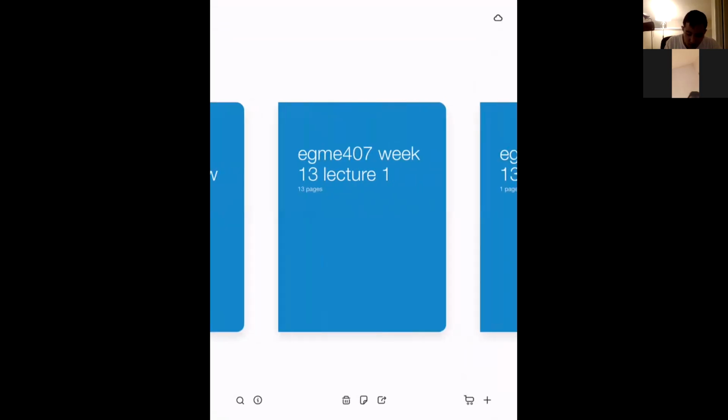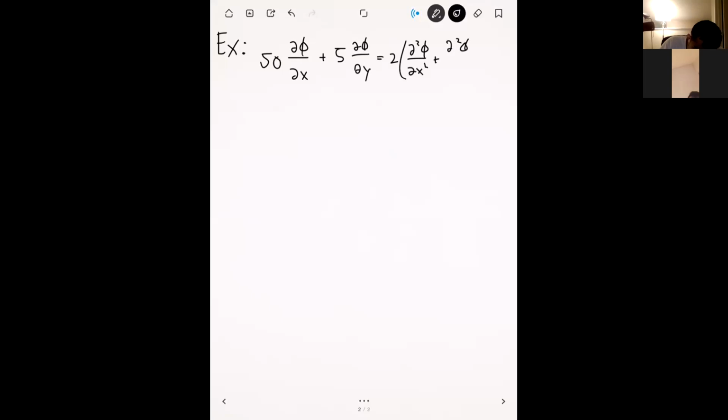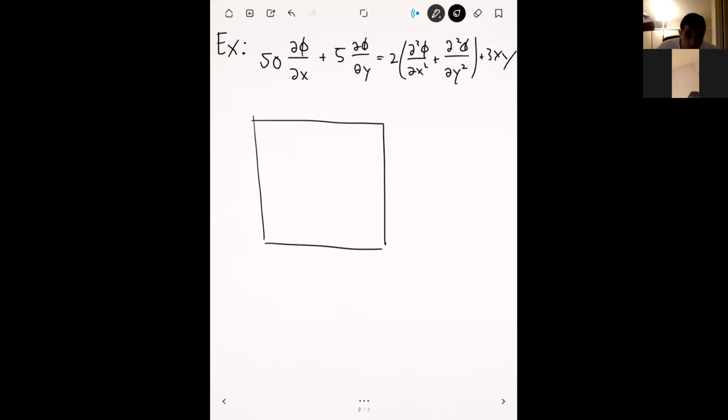Let's go back to our lecture notes for this week. Okay, and then let's do an example just to put all this stuff together. All right, so let's work on the following equation. Let's work with 50 partial phi partial x plus 5 partial phi partial y is equal to 2 times the quantity partial squared phi partial x squared plus partial squared phi partial y squared, plus 3xy. Okay. And then we're going to solve this equation on the following domain. Okay, so we have a total square domain.